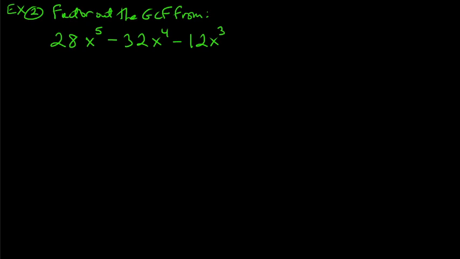Okay, so factor out the GCF from 28x to the 5 minus 32x to the 4 minus 12x cubed. Okay, so only 3 terms here. Right, so step 1, what's the GCF? So 28, 32, and 12 are all divisible by 4. Right, so 28 is 4 times 7. 32 is 4 times 8, and 12 is 4 times 3. Right, so the 3, 7, and 8 have nothing else in common. Right, so the GCF of the coefficients is 4.